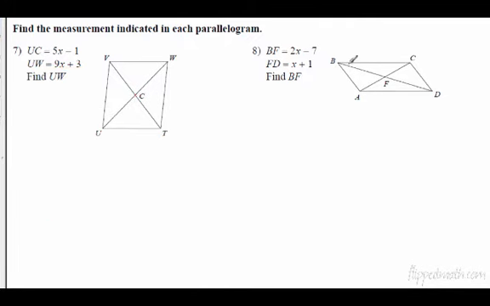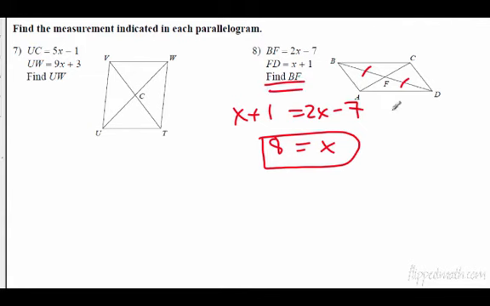Number 8, BF and FD. Well, they're giving you this segment and they're giving you that segment, and they're equal to each other. So you can just set it equal: x plus 1 equals 2x minus 7. You get x equals 8. All right, done with that. Not done. It says find BF.